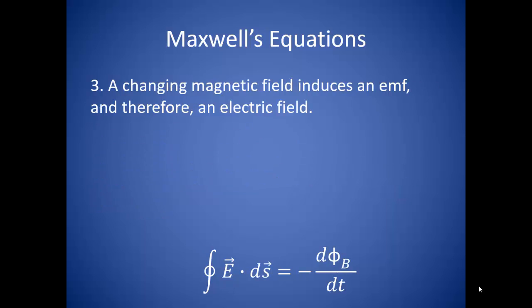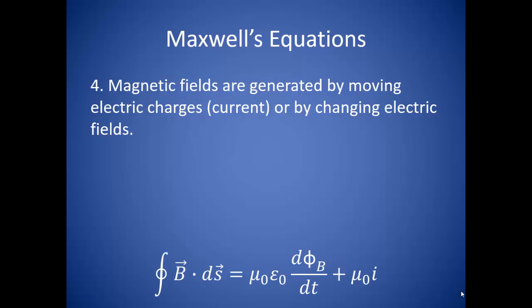Maxwell's third equation is really just a combination of Faraday's law with Lenz's law. We know that changing a magnetic field induces an electromotive force, which in turn induces the electric field. The final equation is Ampere's law, which says that a magnetic field is produced by a current. The second part, about how magnetic fields can be produced by changing electric fields, was a hypothesis put forth by Maxwell based on the idea that there is a lot of symmetry in nature.